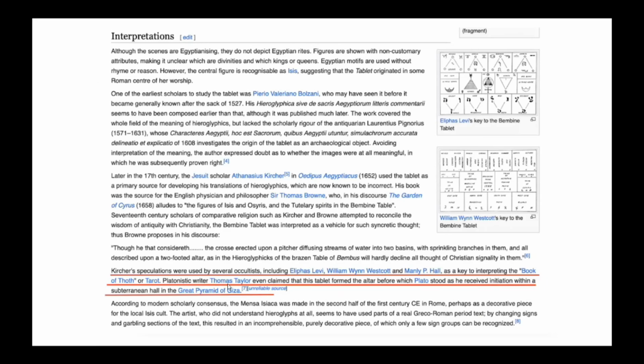The Platonist writer Thomas Taylor even claimed that the tablet formed the altar before which Plato stood as he received initiation within the subterranean hall in the Great Pyramid of Giza. So it's very, very important. And of course, everything ties to the Pyramid of Giza, right?